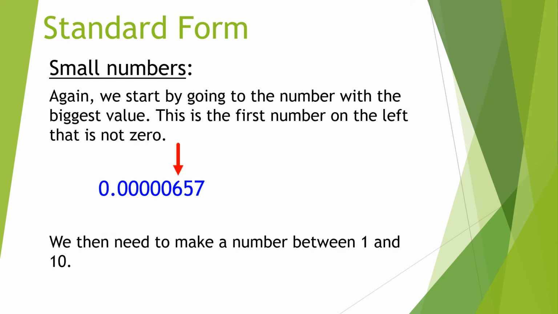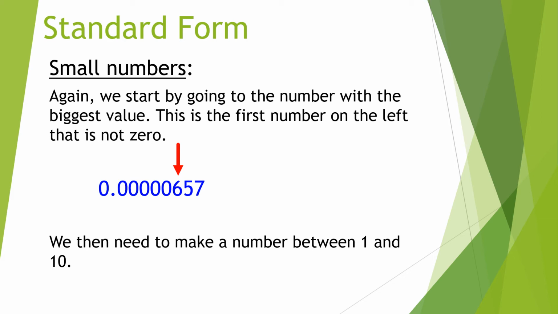With the small numbers, we're also going to start by looking for the number with the biggest value. Again, it's the leftmost number, but it's the leftmost number which isn't 0, because obviously we could start with 0, it doesn't really tell us anything. So the biggest value number is 6.